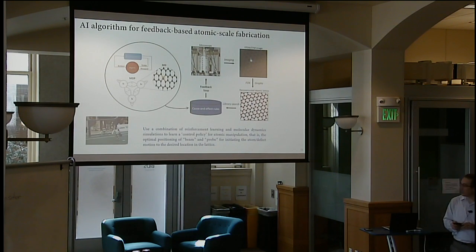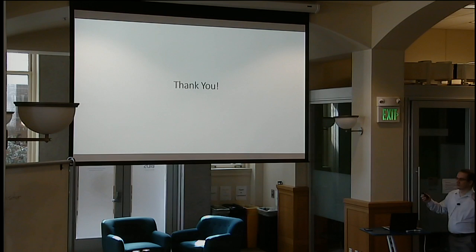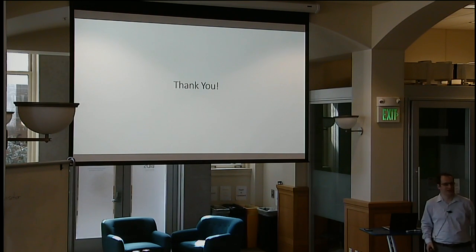So basically, the idea here is that just like you teach a robot to kick a soccer ball into a net, here your robot is the tip of your microscope or your electron beam, and your ball is an atom that you want to move, and your net is a position in the atomic lattice to where you want to move your atom. So, okay, and with this, I think that's all I want to talk about. Thank you very much for your attention.